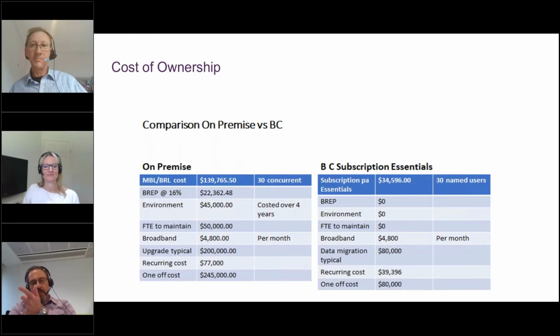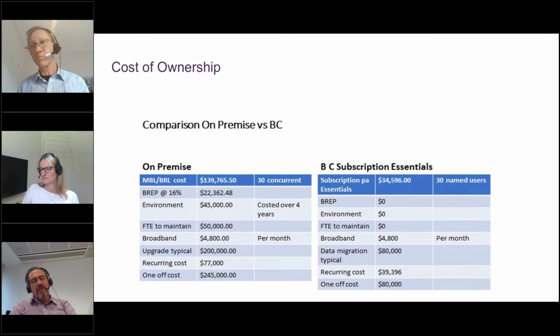Now, there are obviously always cost considerations though. So Keith, if you wouldn't mind running through those cost considerations for us, that would be great. Of course. The expression says there's no such thing as a free lunch, and this isn't any different. What we're seeing now is a real life example of a client that I worked with, and they had an older version of NAV. In the left-hand column, you can see what their price was, 139,000. With the BREP at 16%, it's 22,000.